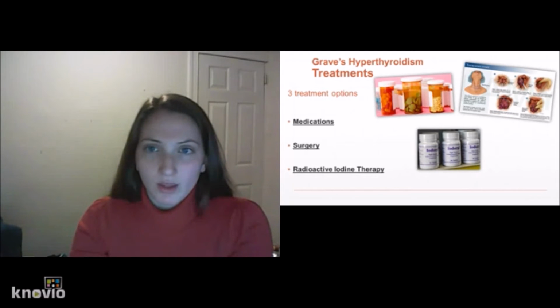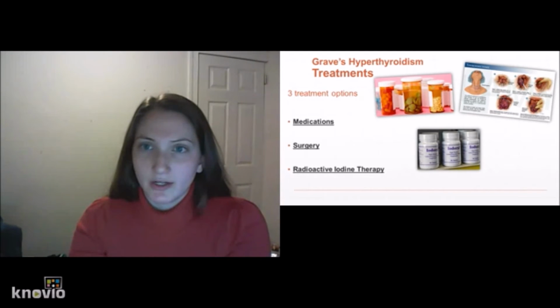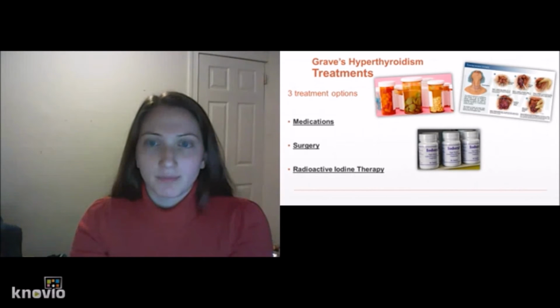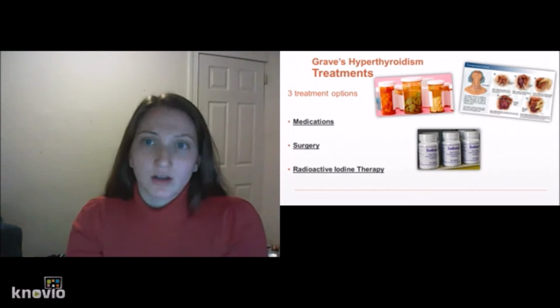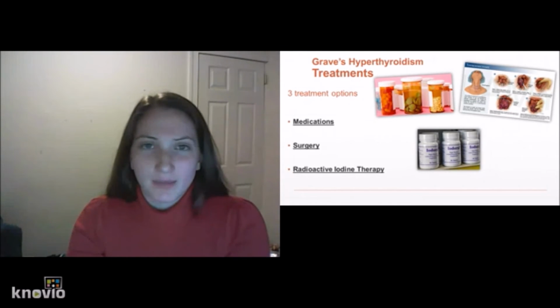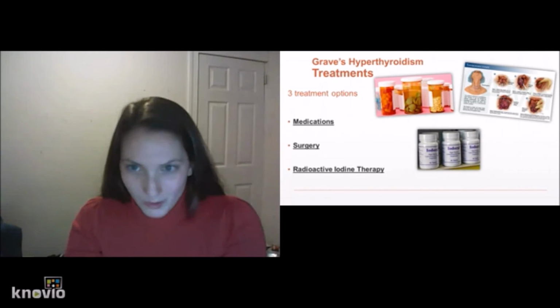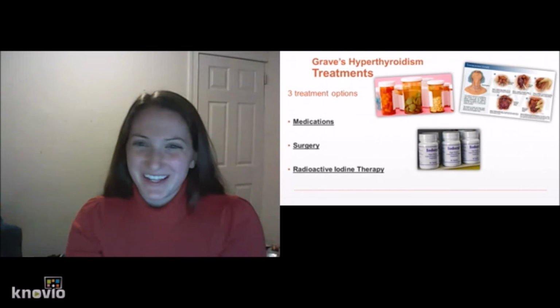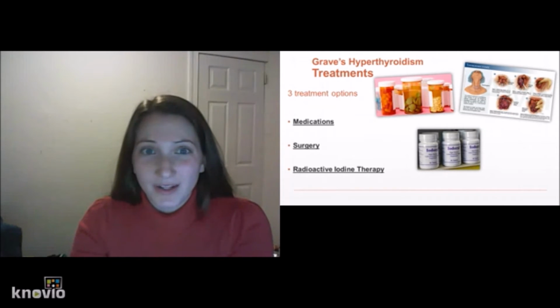So all antithyroid medications inhibit the synthesis of thyroid hormone. 3 common medications are carbimazole, methimazole, and propylthiouracil. Methimazole is the most commonly used, and propylthiouracil is also common.